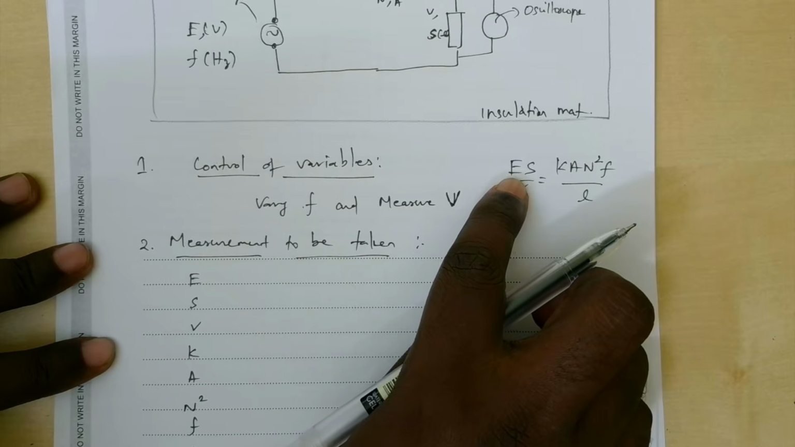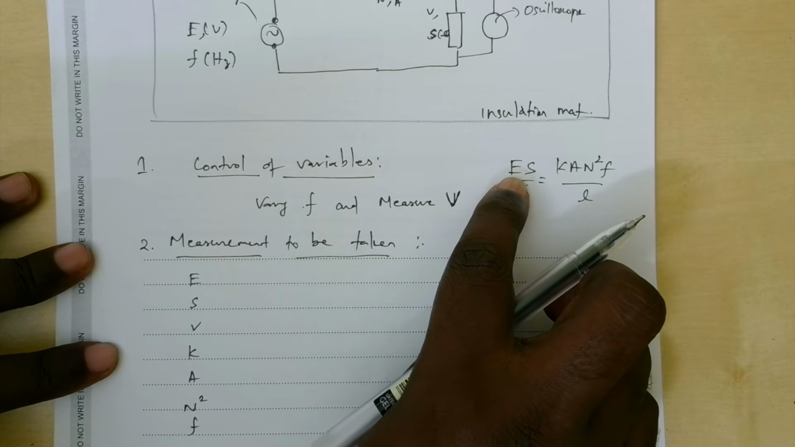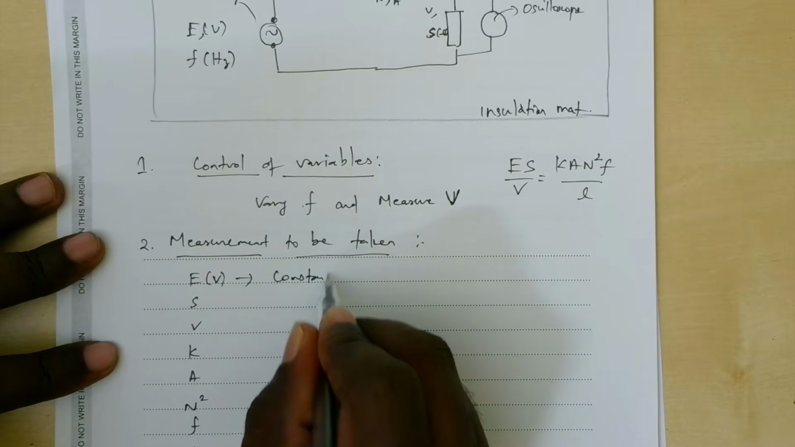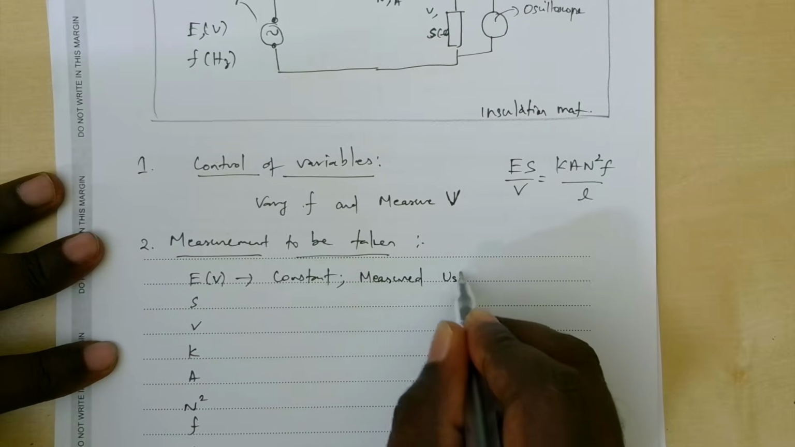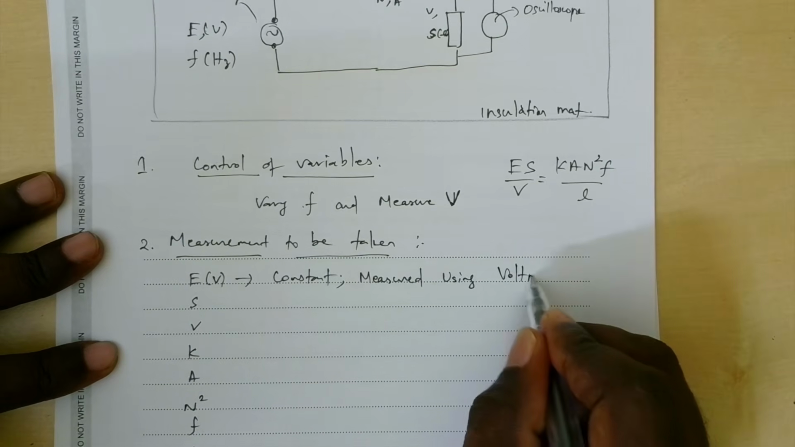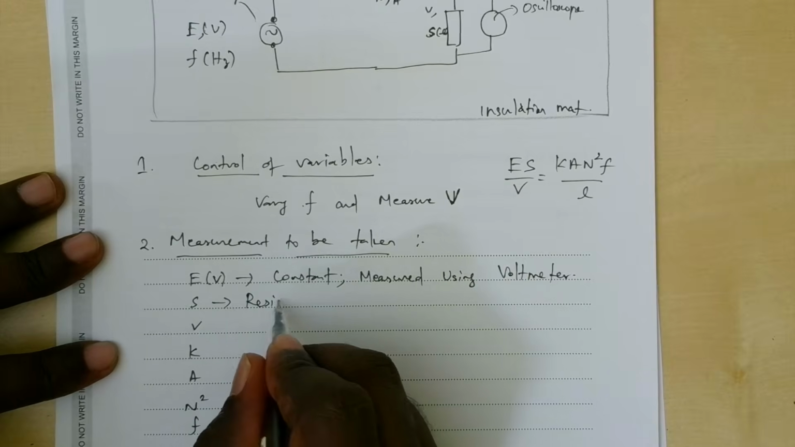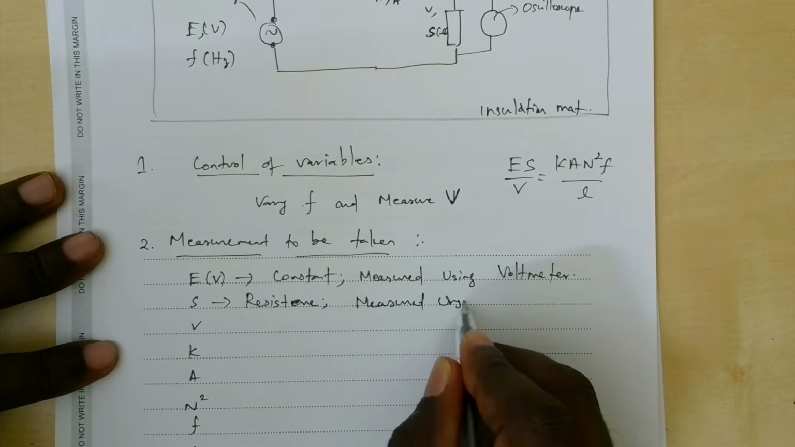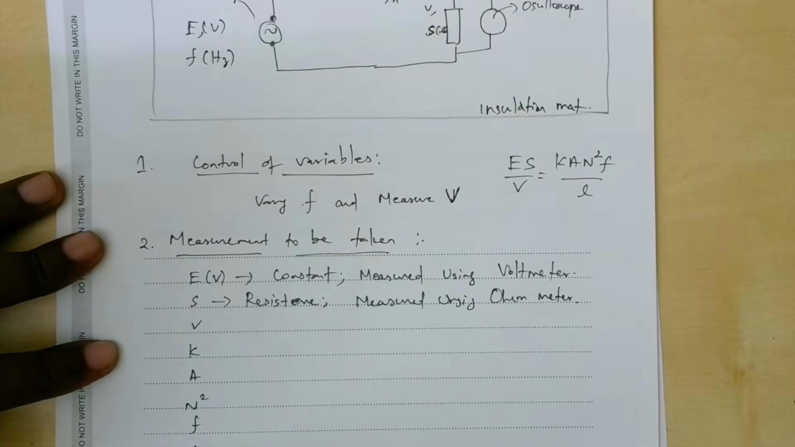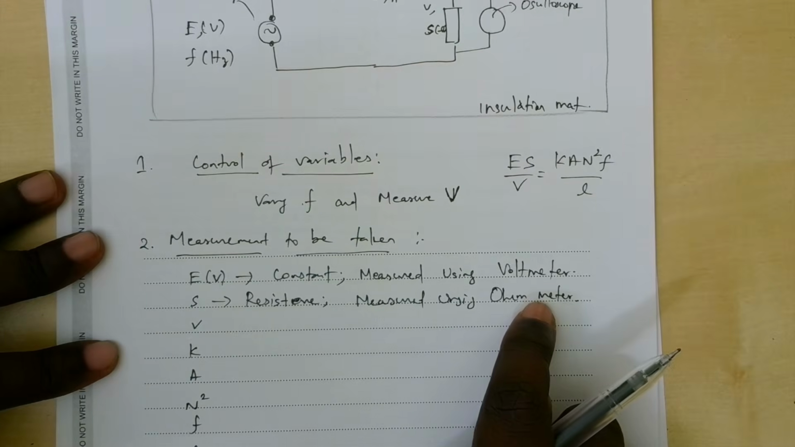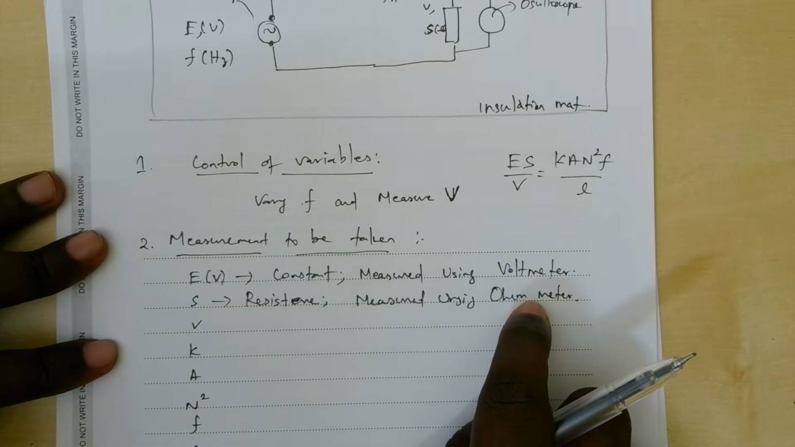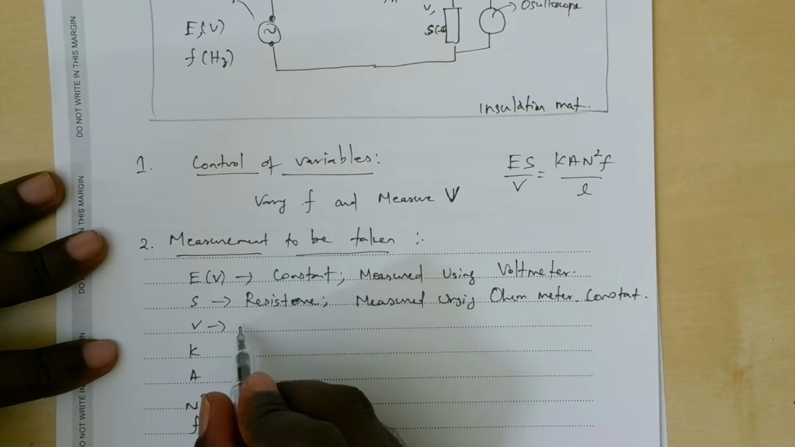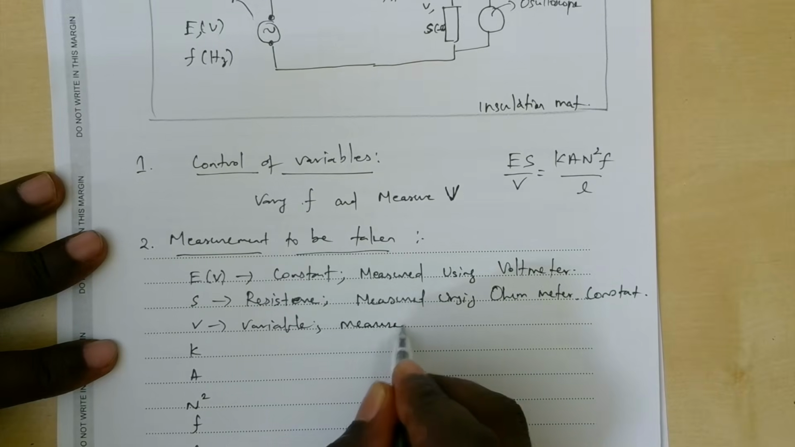For example, what is E? Sir, E is the voltage here. So E, voltage, kept constant, measured using an oscilloscope or voltmeter, anything is fine. What is S, sir? Resistor. Okay, resistor, measured using an ohmmeter. Should we keep it constant or variable? No, the resistor is constant. Okay, so V is a variable, measured using an oscilloscope.